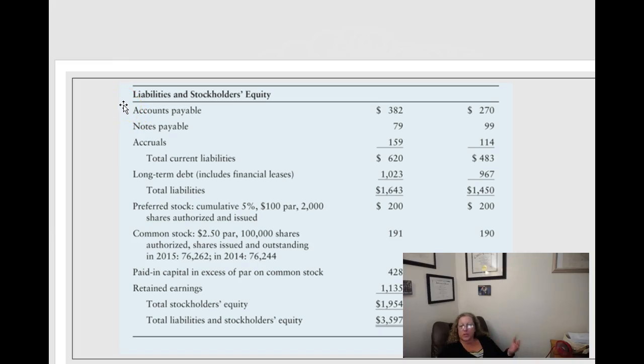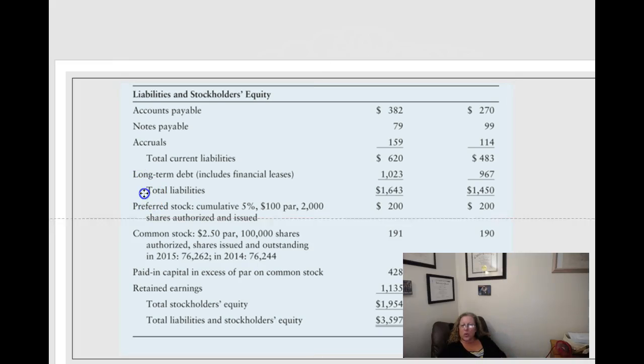Note payable would be something that you owe, say, to a bank for a bank loan. Accrual would be something that is accruing that you owe in the future. This might be something like a payroll expense, things like that. And then you have long-term debt. This would be debt that is owed and it's more than a year, okay? So your notes payable is typically less than a year, and then your long-term debt would be more than a year, okay? And then we total our liabilities.